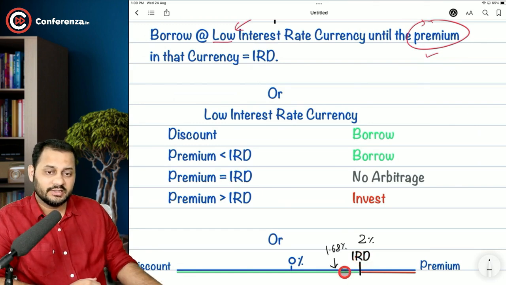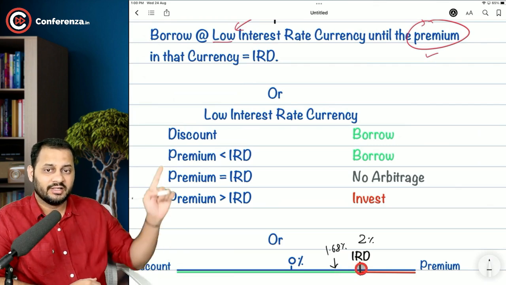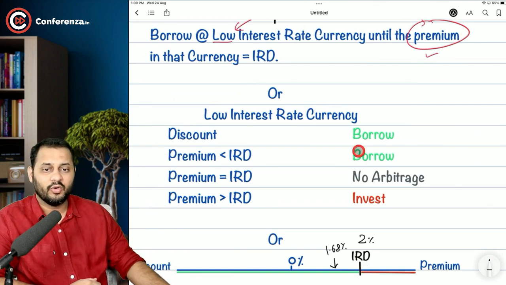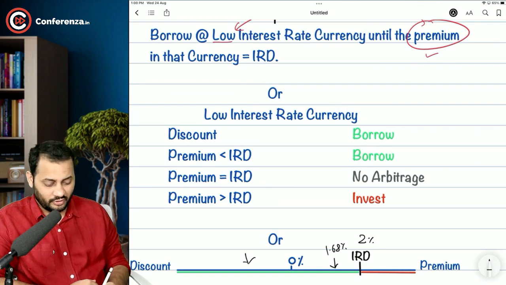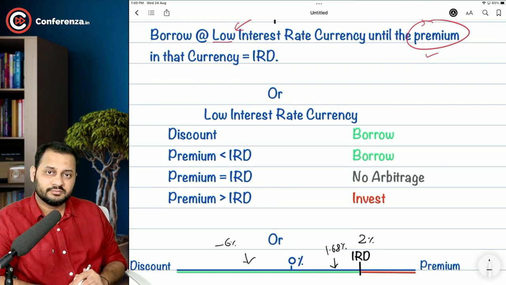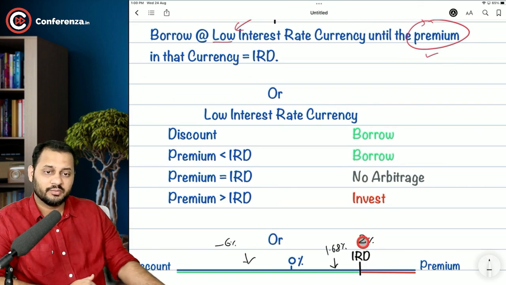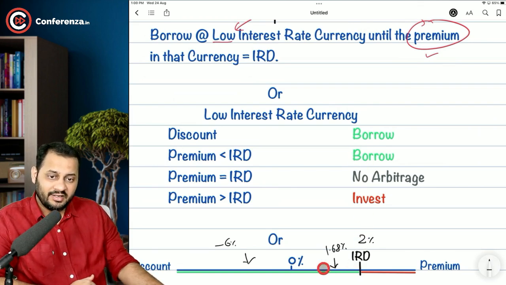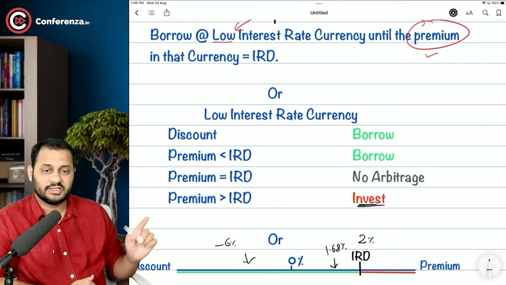Now you can clearly see that until we reach this point, we will have to follow this green line. Green line means borrowing. Borrow at a low interest rate currency. So even if it is a discount of minus 6%, still it is lower than the premium of 2%. In this entire phase, you are going to borrow at dollar. And once this phase is crossed, or once the premium is more than the interest rate differential, you will have to follow this process, that is investment.